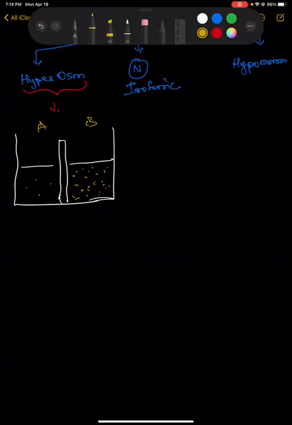So obviously the water content in A is more than B, and water is going to flow from a lower concentration area to a higher concentration area, which means that the flow of water would be in this direction. This is how it's going to flow. This is in order to maintain the osmotic equilibrium.